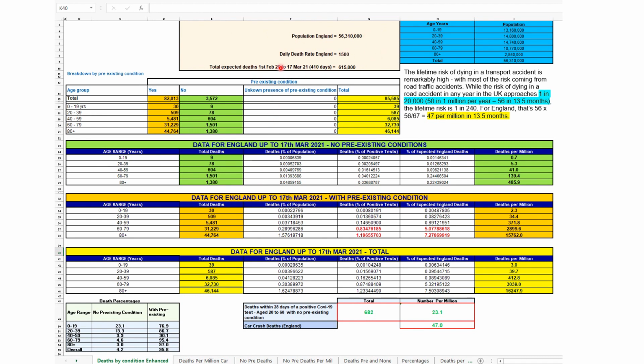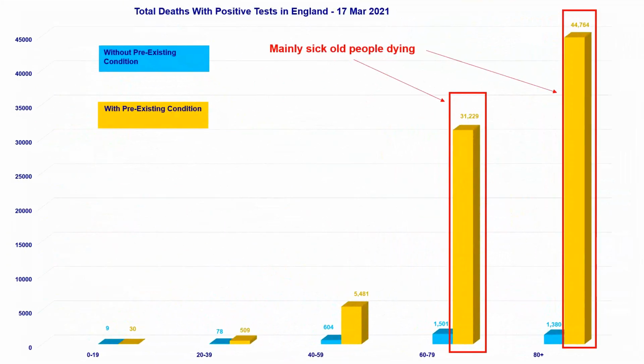The total expected deaths in England from the 1st of February 2020 to the 17th of March 2021, in 410 days, is 615,000 people, with a daily death rate of 1,500 a day. That's a big number, especially when we're looking at the COVID. Now this is England data. So as we say here, coming back to this, even 40 to 60 year olds, there's only 604 people in 13 and a half months died from COVID.